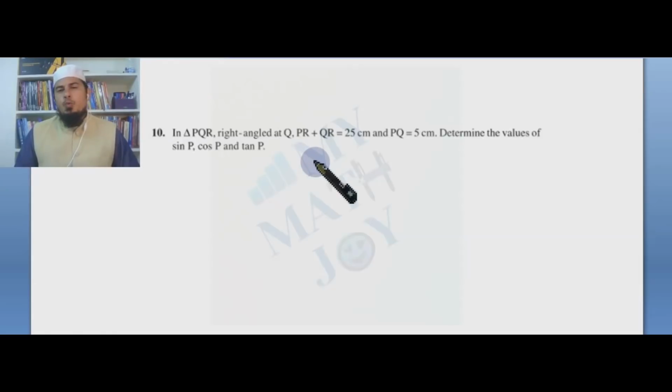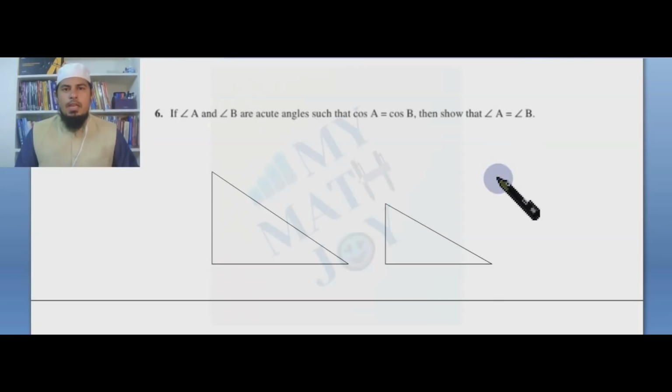Then that itself will be addressed. So now let us go to the next type of questions. It is a little bit different, and it requires a different technique to solve. That question is now in front of you, where the question is telling us: if angle A and angle B are acute angles such that cos A is equal to cos B, then show that angle A is equal to angle B.